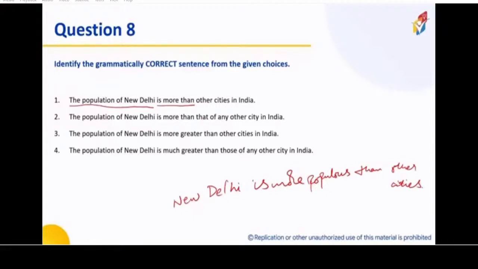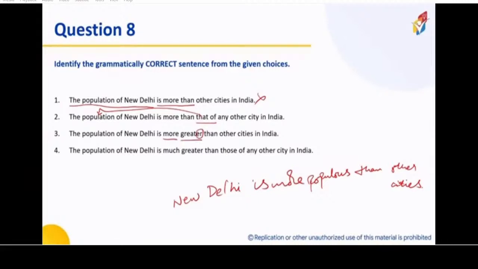But "the population of New Delhi is more than other cities in India" is incorrect. The population of Delhi is more than that of, meaning the population of; that refers to the population. Population of any other city in India seems to be okay. If you look at the third one, more, greater is the double comparative. ER itself is the comparative degree, so more, greater makes the double comparative and hence incorrect.